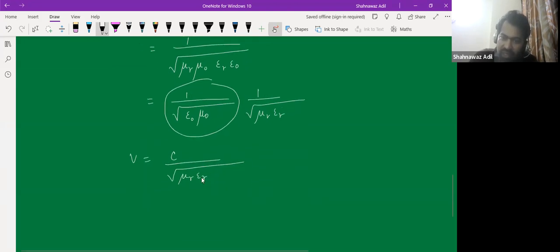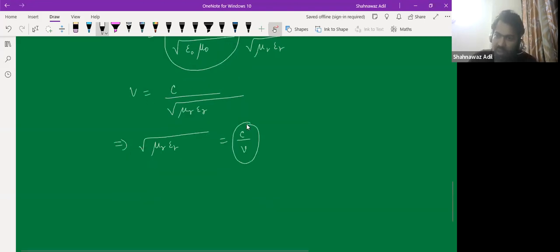So if I take this thing to this side and this thing to this side, the root of mu r and epsilon r, this would be c by v. So what is this thing? Guys, what is this thing?